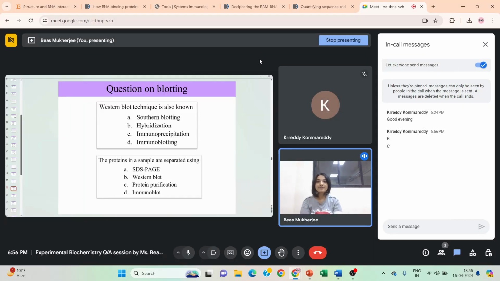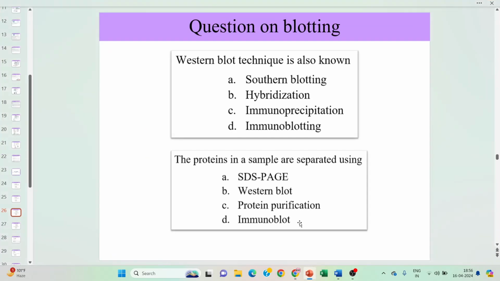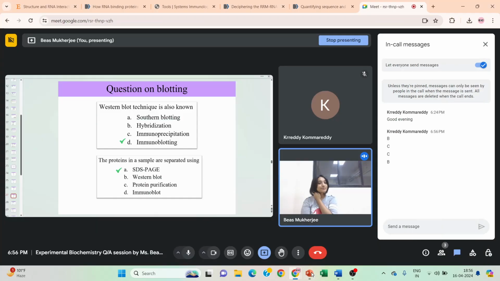Western blotting technique is also known as, and the proteins in a sample are separated using what? C, immunoprecipitation. And then you're saying it's B. Okay, let's look at the answers. No. It's actually Western blotting technique is also known as immunoblotting. Why is it called immunoblotting? Because we are using antibodies, right, in the process. For blotting, we are actually using antibodies as probes, and that is why it is called immunoblotting.